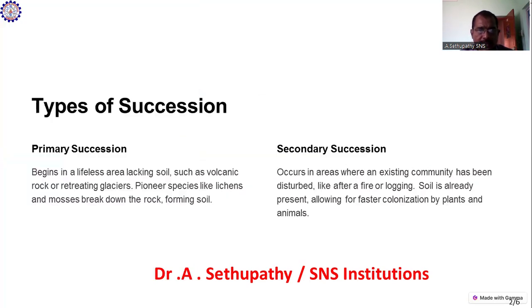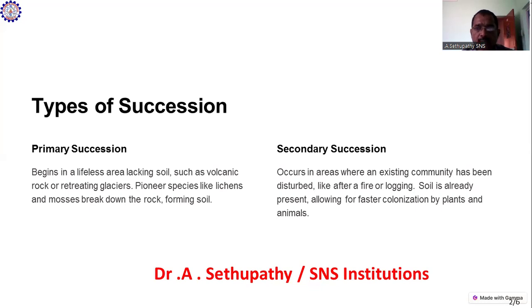Types of succession: primary succession and secondary succession. So what is primary succession? It begins in a lifeless area lacking soil, such as volcanic rock or retreating glaciers. This is where life begins, where life will be started. In these areas, pioneer species like lichens and mosses break down the rock, forming soil.